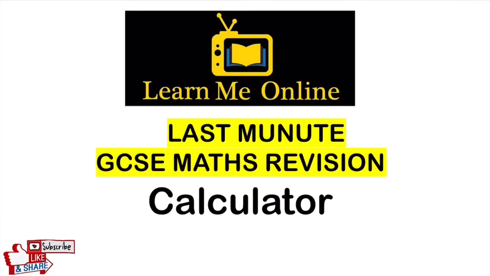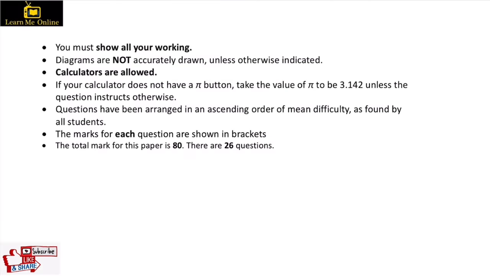Hi there, in this video we are doing a last minute GCSE Maths revision of the calculator paper. So here we have got a few of the instructions. Calculators are allowed for this paper. You must show all your working out, and altogether there are 26 questions, and the paper is out of 80 marks.